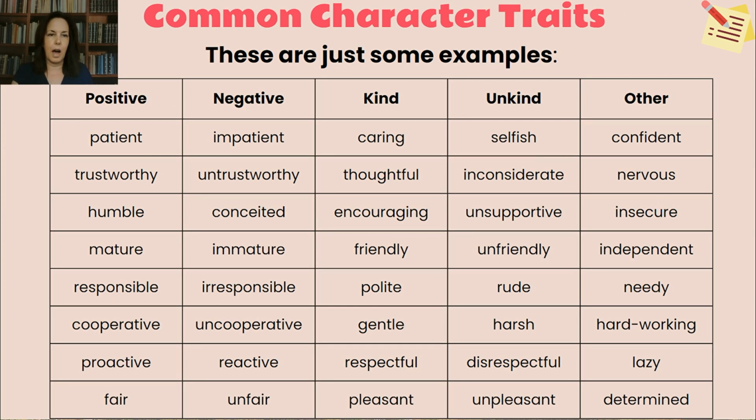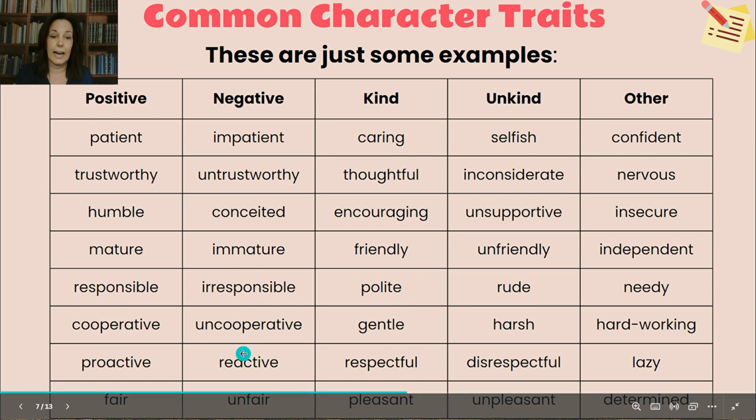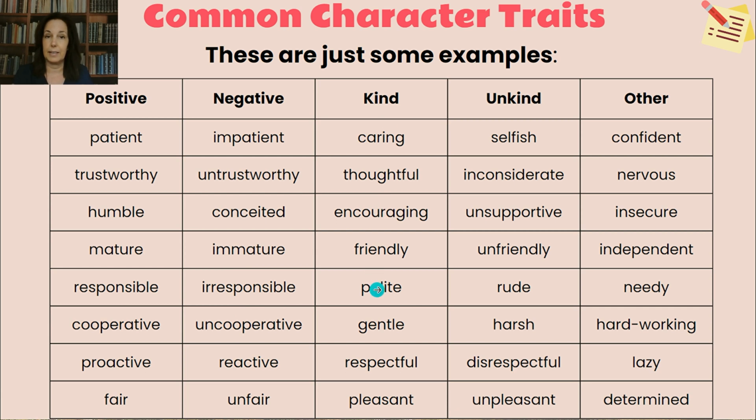So I made a chart of some common character traits. These are just some examples. There are many, many character traits. I divided them into character traits that are positive, negative, kind, unkind, and some miscellaneous and other character traits. I'm not going to read through all of them. I'll just read a couple. In the positive column, things like patient, humble, responsible. In the negative column, untrustworthy, immature, reactive. In the kind column, caring, encouraging, polite.